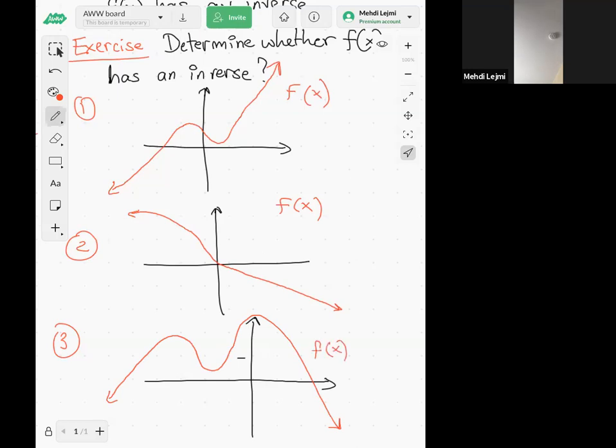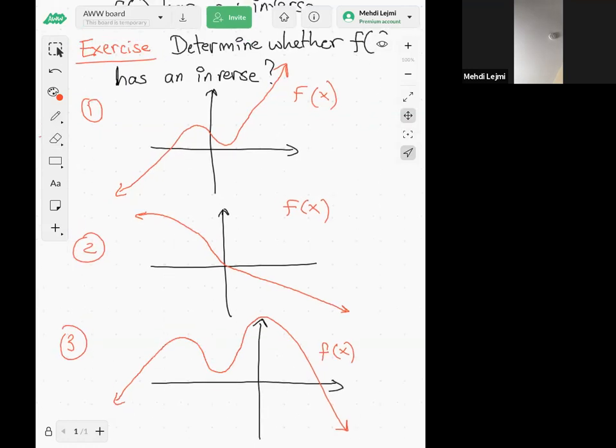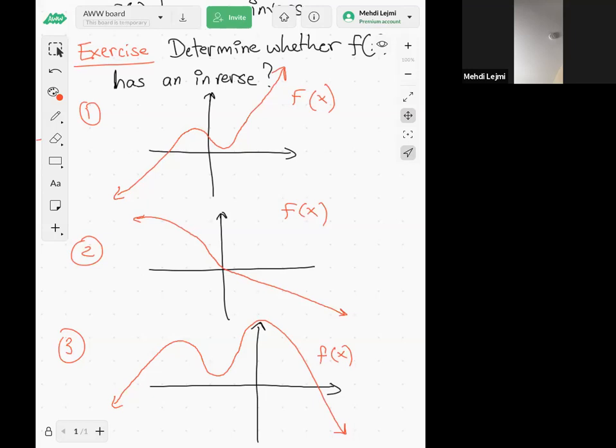So you have to determine, guys, whether the function f has an inverse or not. You have a couple of minutes. All you have to do is use this horizontal line test, right? Yes, Kwame, absolutely. Number one has no inverse, yes.